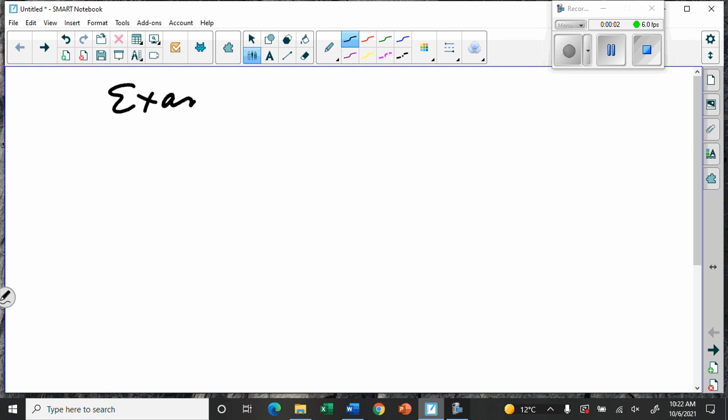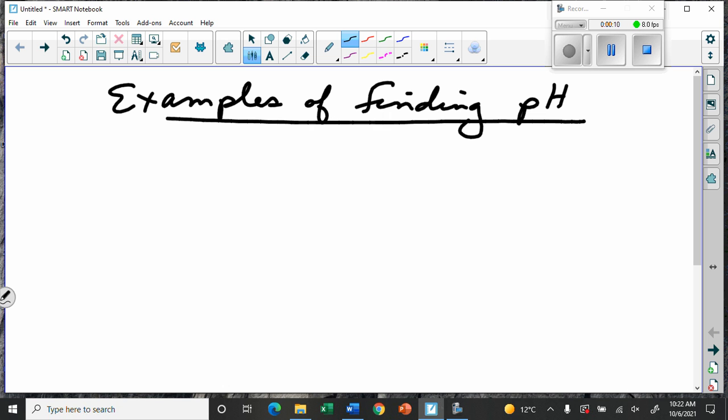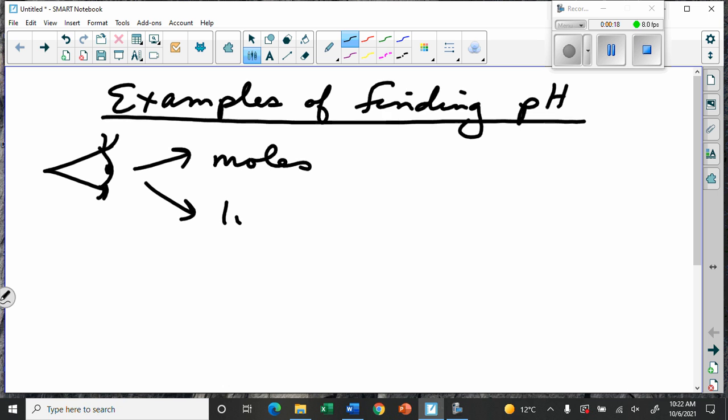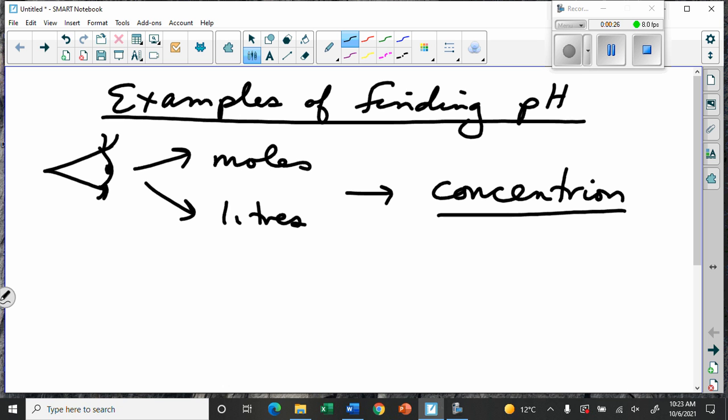Right, examples of finding pH. All right, when you do this, there's two things you got to keep your eye on. You got to keep your eye on the moles and the liters, because both of those affect the concentration of the acid or the hydronium. Okay, so let's do an example.